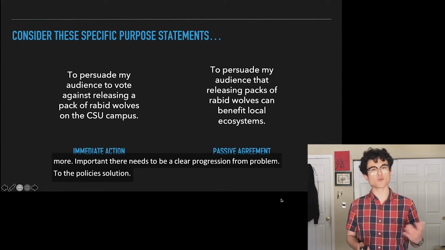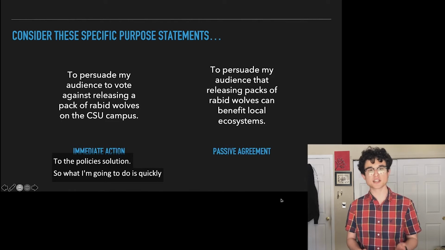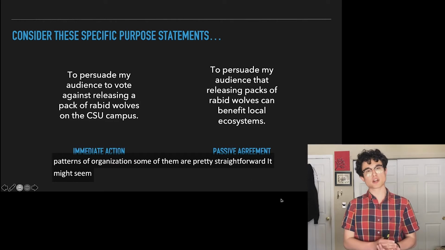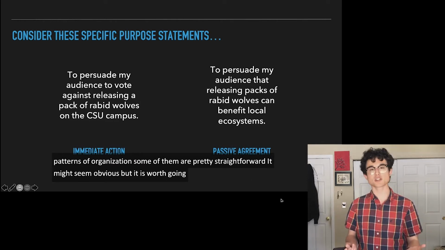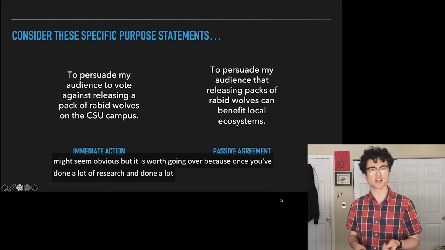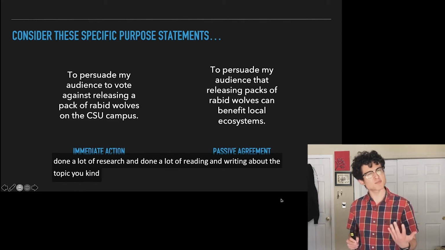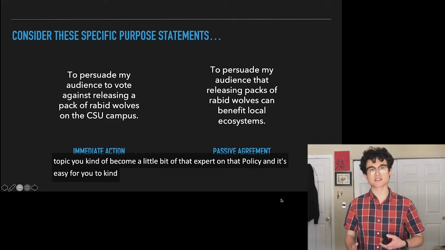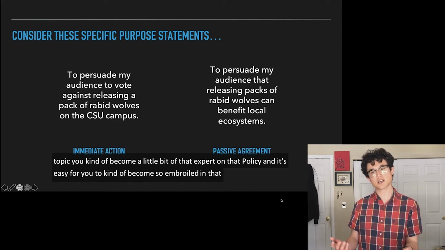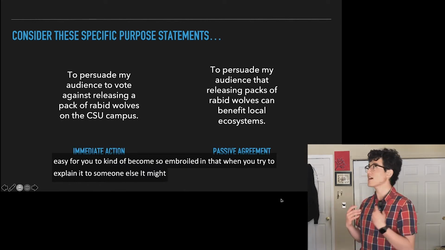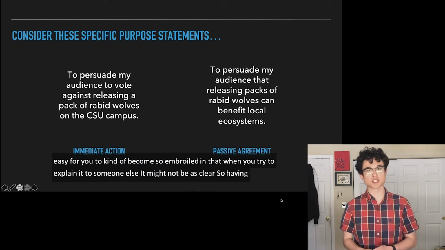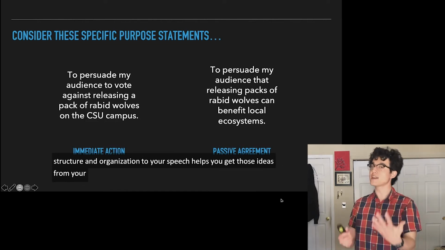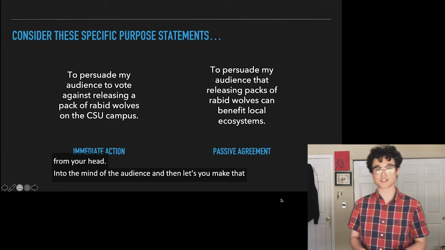So what I'm going to do is quickly walk through a couple of different patterns of organization. Some of them are pretty straightforward and might seem obvious, but it is worth going over because once you've done a lot of research and done a lot of reading and even writing about a topic, you become a bit of an expert on that policy, and it's easy to become so embroiled in it that when you try to explain it to someone else, it might not be as clear. So having a distinct structure and organization to your speech helps you get those ideas from your head into the mind of the audience, and then lets you make that persuasive argument about your policy.